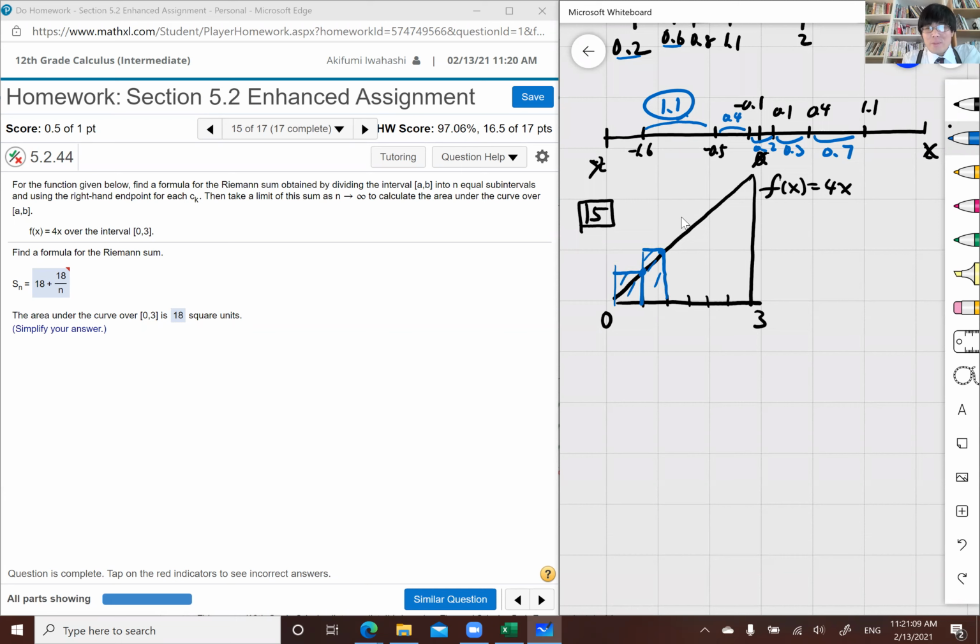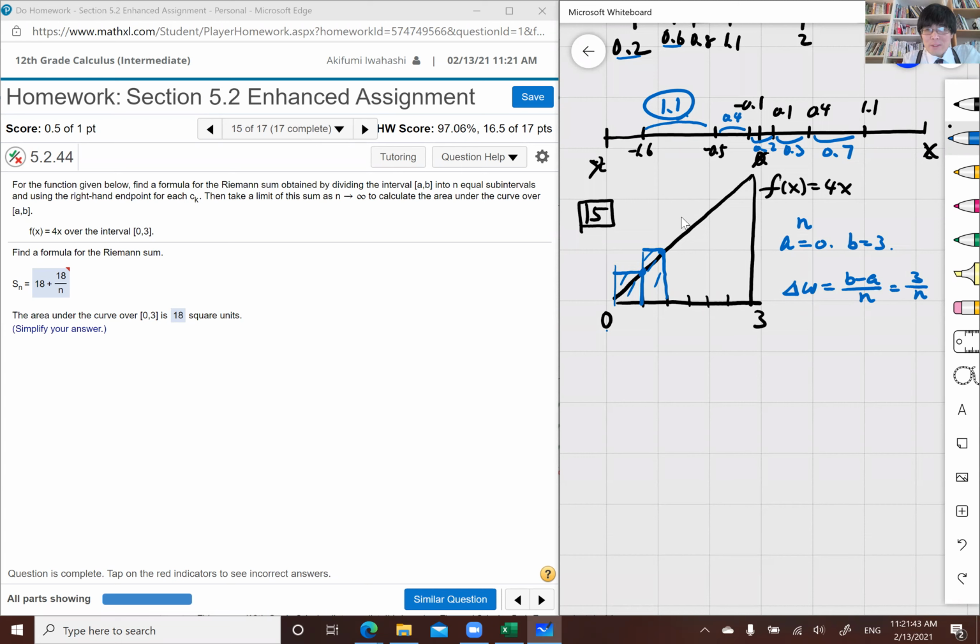In the previous section, we did this for 2 intervals or 4 intervals, but here you have to use n intervals. So the number of intervals is n. Left endpoint is 0, right endpoint is 3. So when you divide this interval into n equal subintervals, each width is going to be 3 over n.